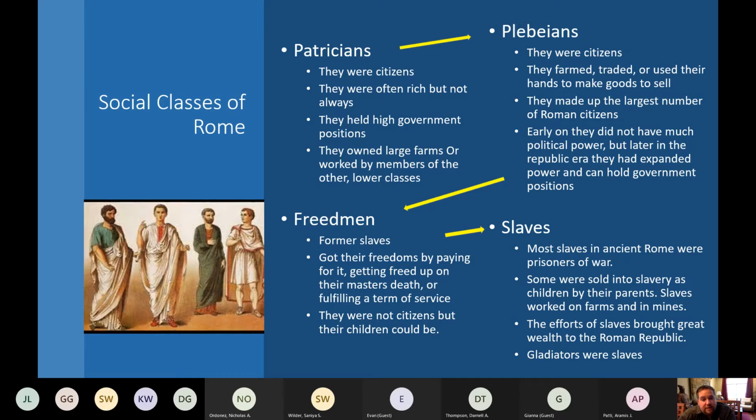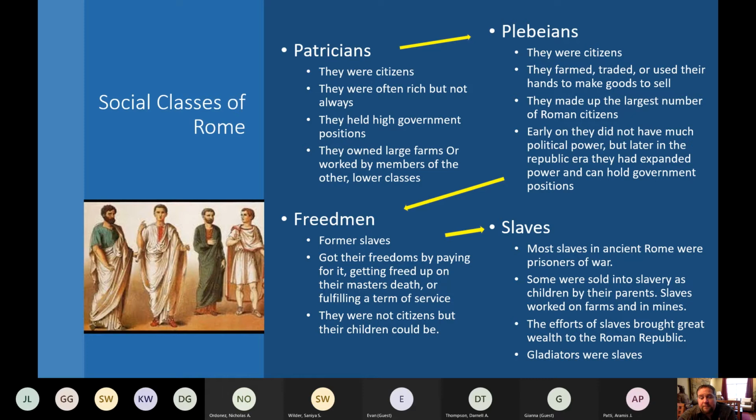Below them are the freedmen, and they were former slaves, and they got their freedom by paying for it, by getting freed upon their master's death or by fulfilling their terms of service. Sometimes slaves would have a certain amount of time. It's, you have to work for 10 years. When that time's up, you're free. They were not citizens, but if they had children, those children could be citizens.